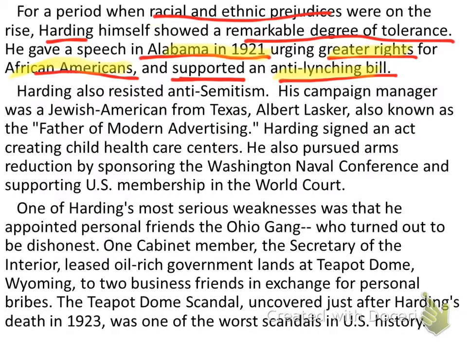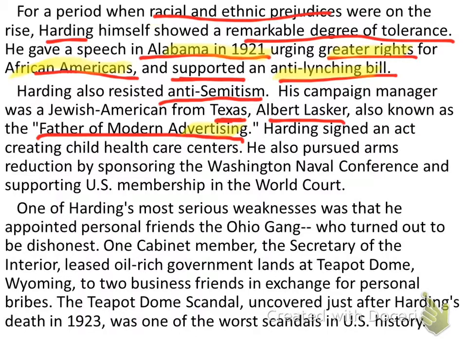Harding also resisted anti-Semitism. Anti-Semitism, of course, is prejudice against Jews. His campaign manager was a Jewish American from Texas. Yay, Texas! A man by the name of Albert Lasker, also known as the father of modern advertising. And we're starting to see, in the period of time we're at, in the late 19-teens, early 1920s, advertising evolve, grow. We're starting to see the radio becoming more and more widespread. We will be seeing widespread usage of motion pictures for entertainment and for advertising.